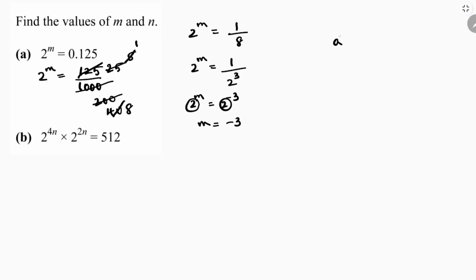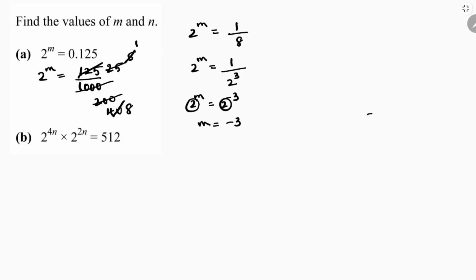Then 1 by a power m we can write as a power minus m. And next, if a power m equals a power n, bases are equal, so we can write m equals n. The m value equals n, bases are equal, then we can equate the powers. So in the same way, m value here is minus 3.